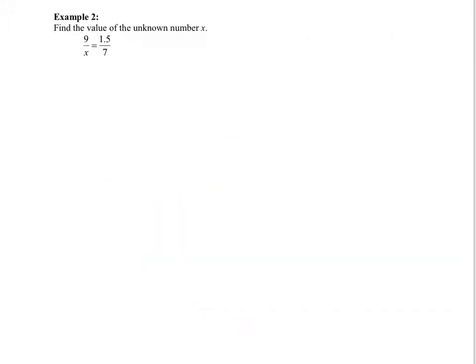Okay, so if you look at another example, it says find the value of the unknown number x. Here we have x on the bottom. So again, we're still just going to cross multiply. And I'll just write it out a little bit bigger. So 9 over x equals 1.5 over 7. Okay, so we cross multiply.